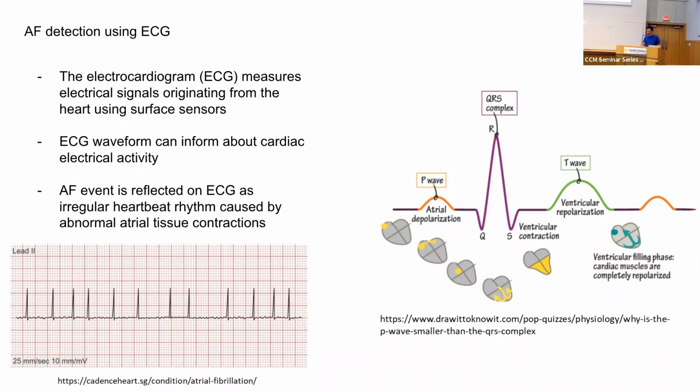This is pretty commonly known, where the electrical potential, as it travels from the SA node down the heart into the ventricles, shows up as different electrical signs on the ECG surface. The atrial fibrillation event can be reflected on the ECG quite clearly because each heartbeat is irregular in timing, and it can show up very clearly on the surface electrical potential.